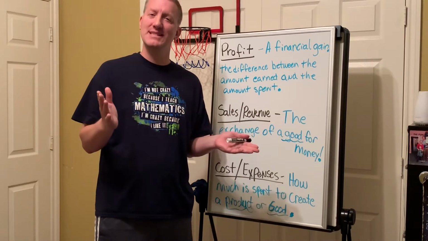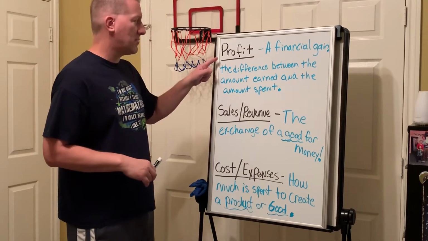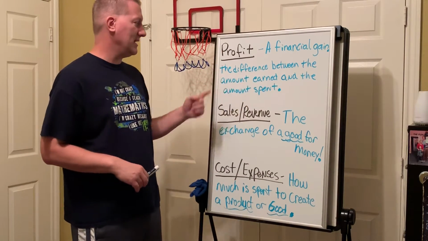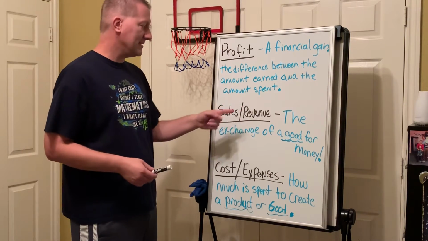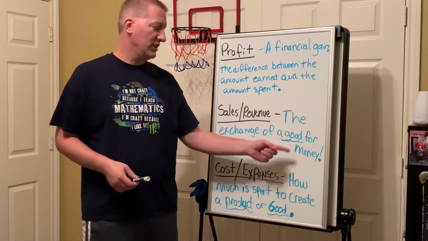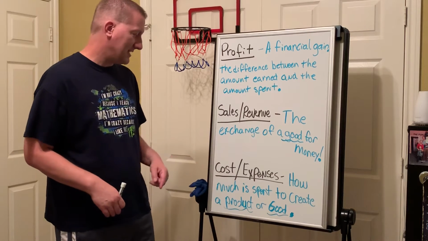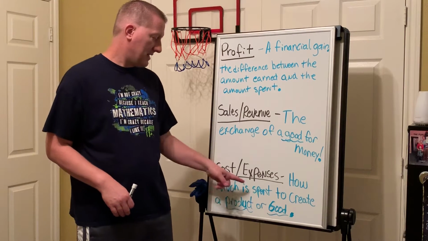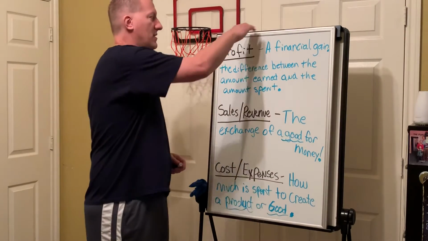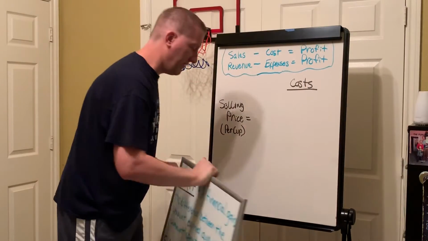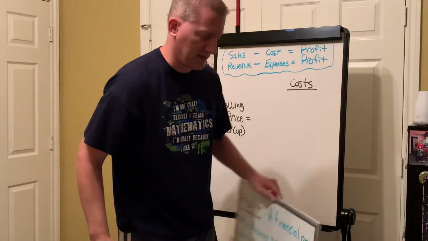This time I'm going to show you an example, but just to make a quick review over what you learned. Profit is the difference between the amount earned and the amount spent. Sales and revenue is the exchange of a good for money. And then cost and expenses are how much is spent to create the product or good. Those were a review from last time. I'm going to set those aside for right now.